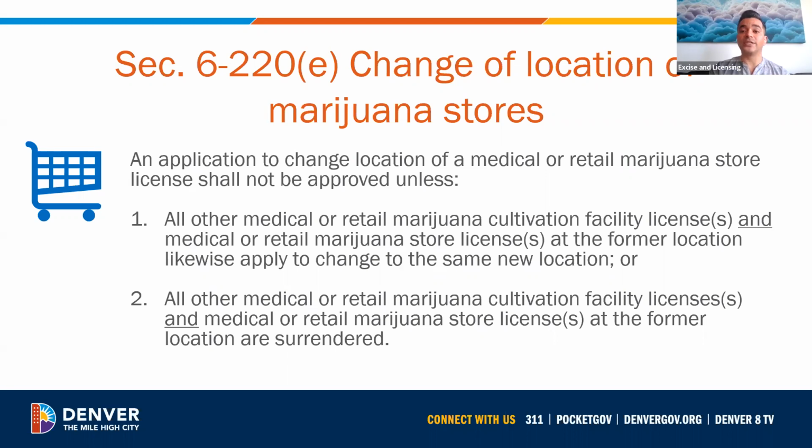Essentially, for a change of location of a marijuana store that's co-located with a marijuana cultivation, if you are going to submit a change of location for that marijuana store, you must also move the cultivation to the same new location, or you must plan to surrender that cultivation license. Both of those licenses move together, or one of those licenses is surrendered. This is important because it refers to stores.